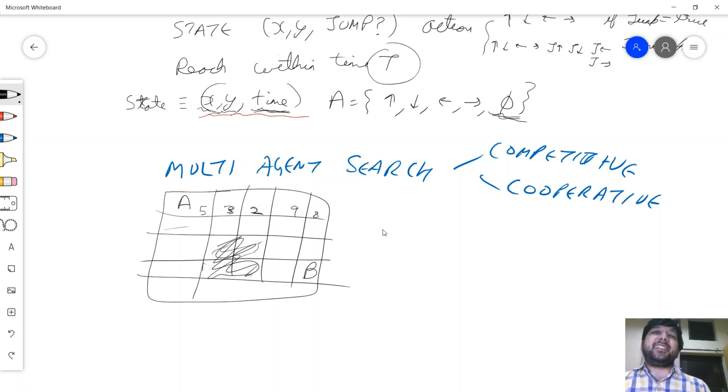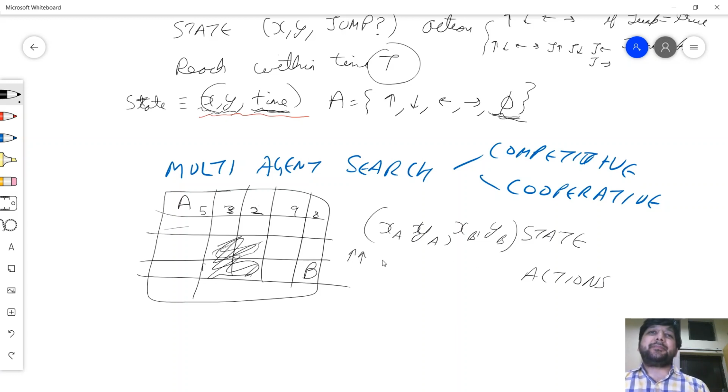So I need to make them move anywhere. What's changing in the system? A's position is changing and B's position is changing. And that's exactly what is my state. What are my actions? Both could go up. A could go up, B could go down. A could go up, B could go left, and so on.